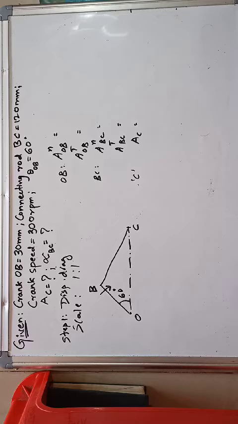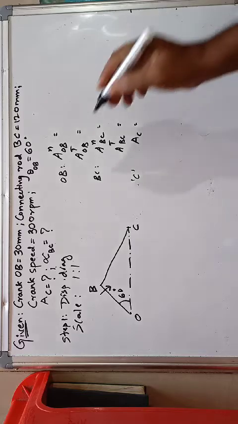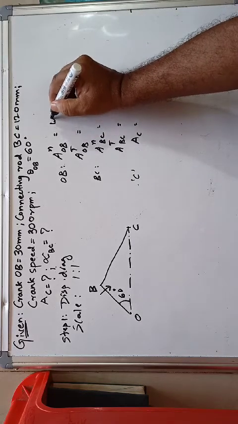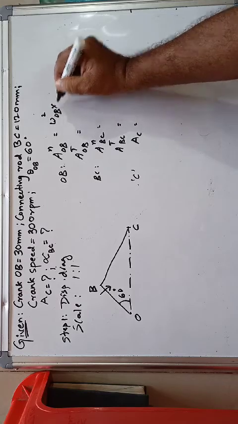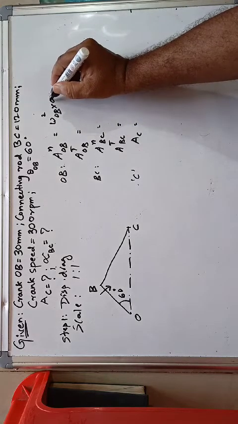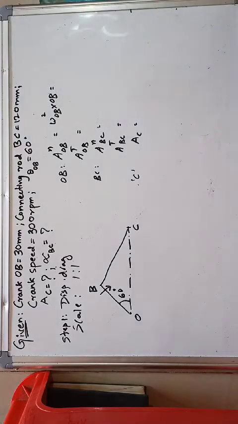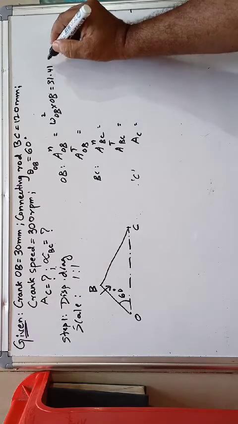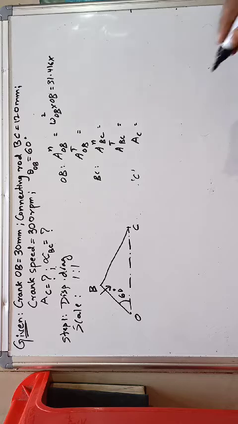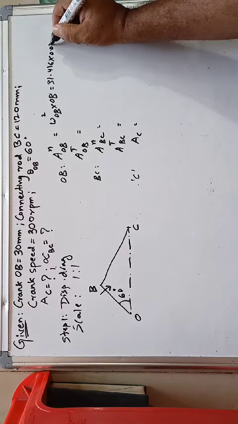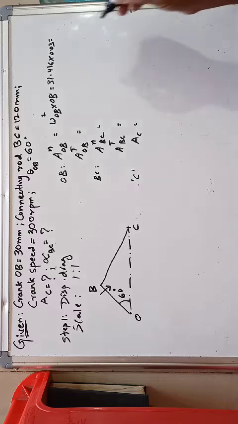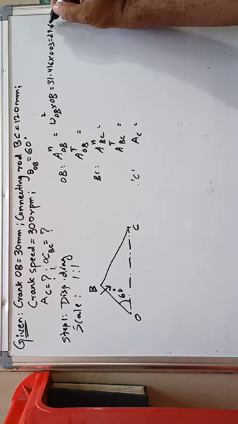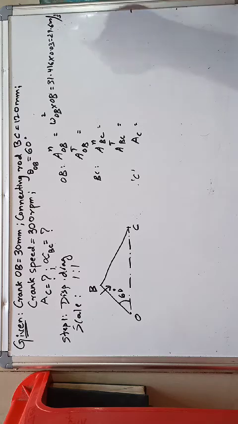To start, the normal component of the link OB. I already told you the formula. The formula for this is omega square OB into the length of the link OB. If you see my previous video, I have drawn the velocity analysis. So this value is 31.416 into the length of the link, which is given as 30 millimeters. If you convert to meters, it is 0.03. This value is going to be 29.6 meters per second square. This is the normal component of the link OB.